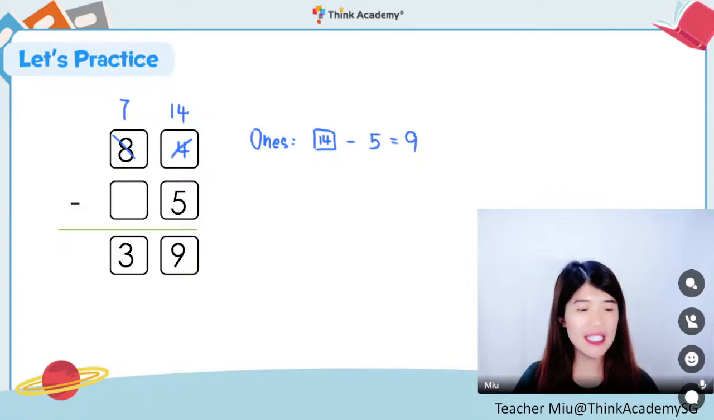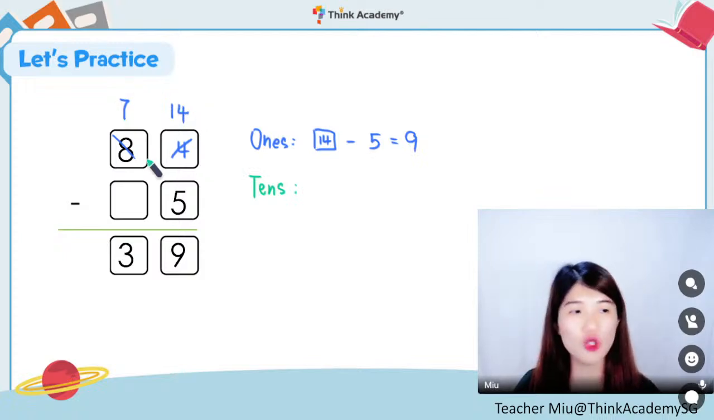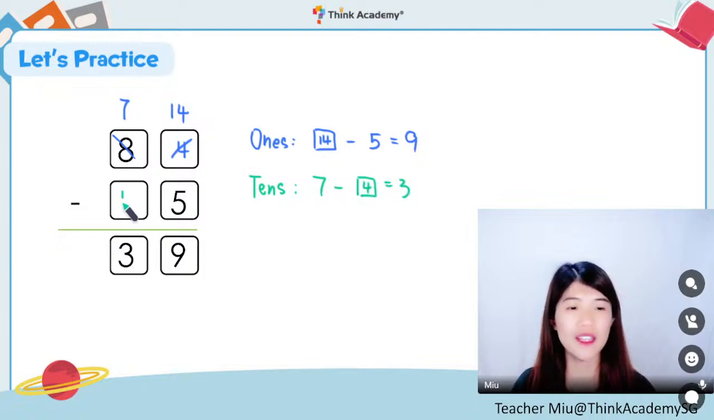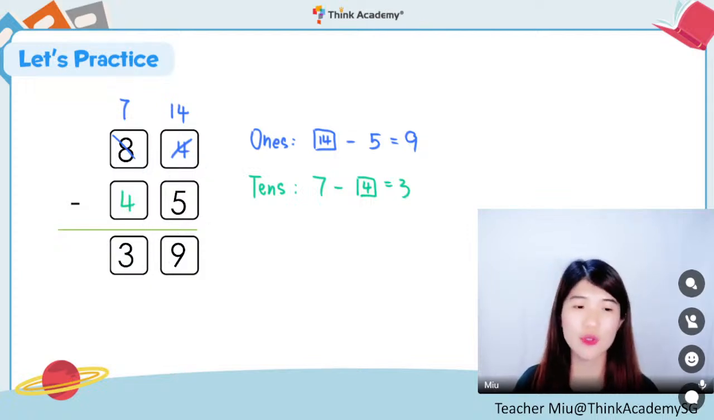So this is a 7 and this one makes it a 14. And continue. Let's go to the tens place. For the tens place now, you just borrowed a 10 from it. So here it should be like 7 minus a box that gives you 3. So this box must be a 4. That's how we can get it. 84 minus 45, that gives you 39.